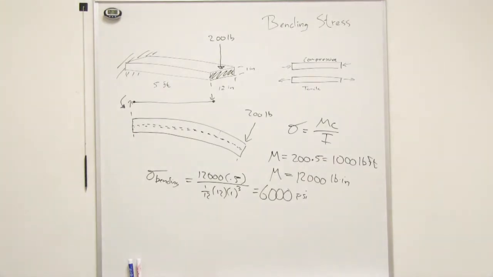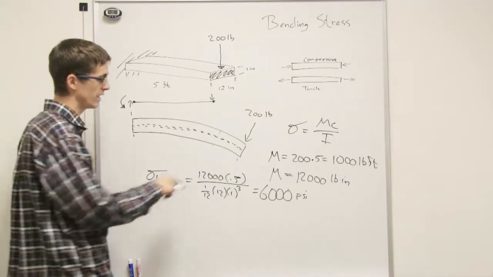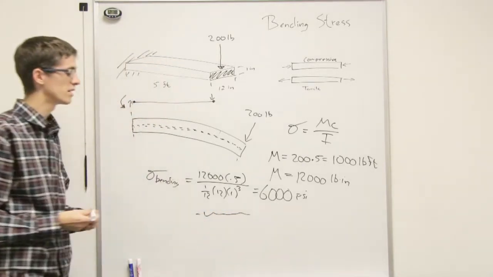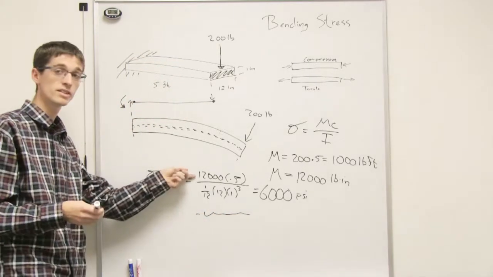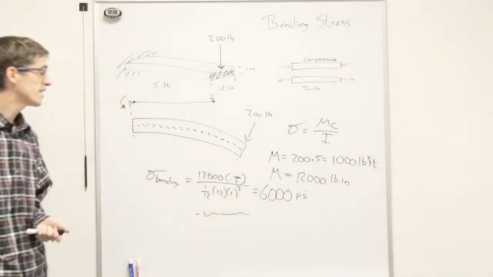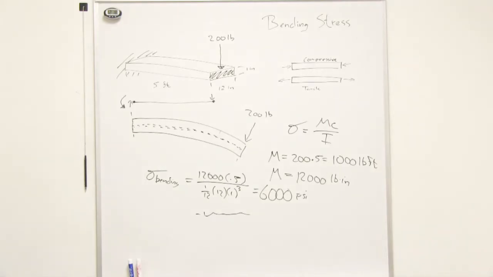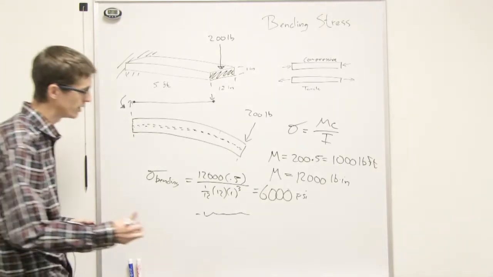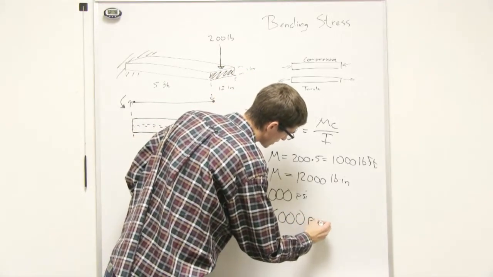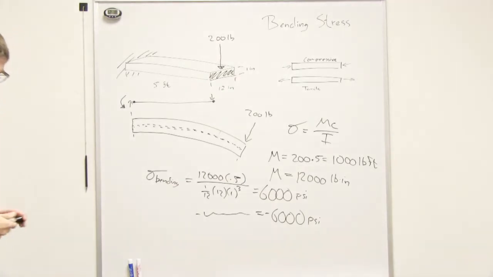And we know that to be positive, so that's good. Now for our compressive stress, we know the compressive stress has to be negative on the bottom, so we're going to say negative. All the numbers are the same because the moment's still the same. The only thing that really changes when finding compressive is possibly c, but in this case, since it's symmetrical, it's not going to change. So we're going to stick with 0.5, and we end up with a compressive stress of negative 6,000 psi. And so those are the basics of bending stress.